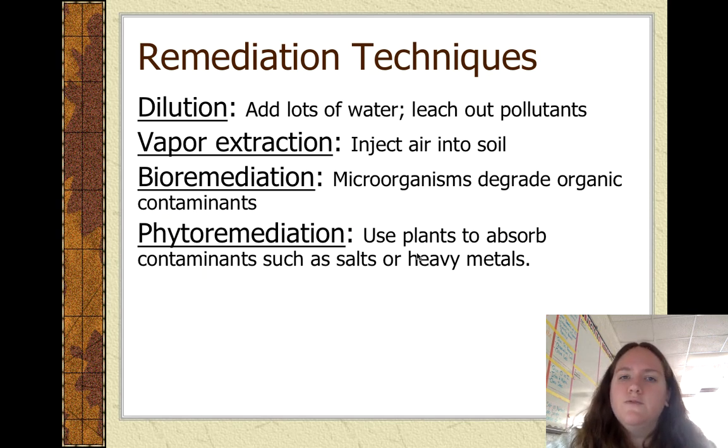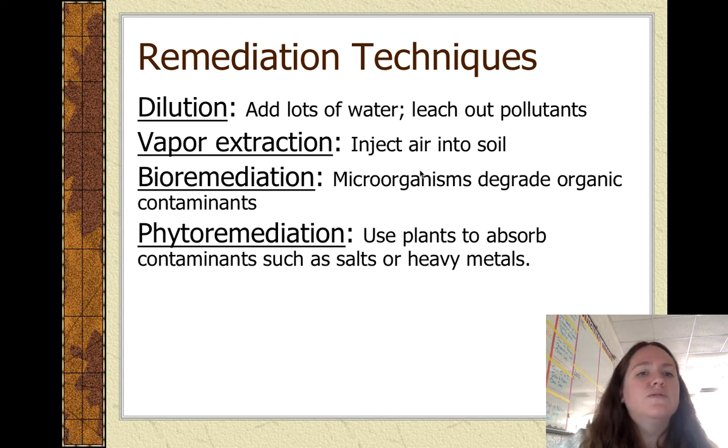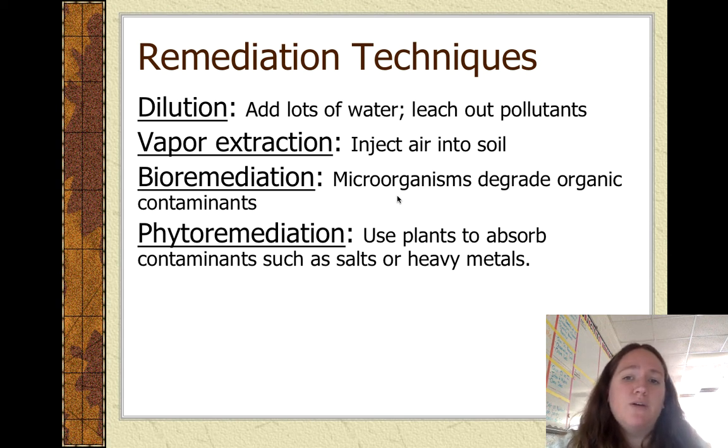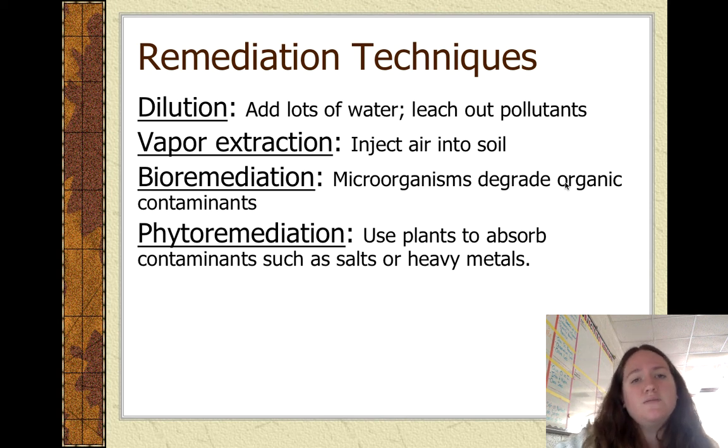Dilution would be awesome for salinization problems. So we add lots of water and basically we leach out the salt. You can also do vapor extraction. You can inject air, and sometimes that can get rid of any kind of gases that are down there that are causing pollutants. Bioremediation is using microorganisms to get rid of anything that is organic so they can eat it. And we have phytoremediation, which uses plants to absorb contaminants like salts or heavy metals. So these are all some things that we could do without having to actually burn the soil.